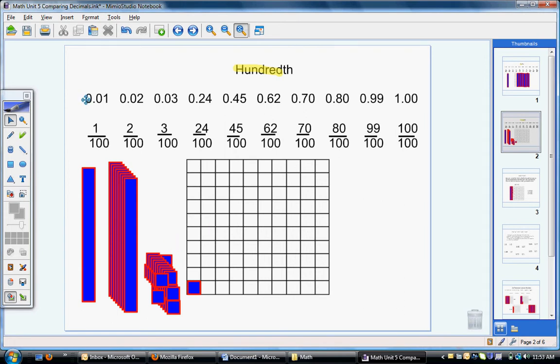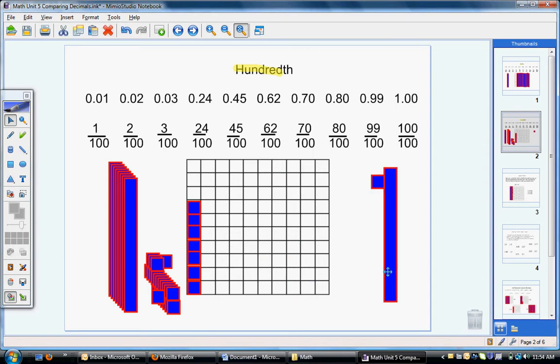So this is 1/100th, this is 2/100ths, this is 3/100ths. This would be 24/100ths. That would mean that I would take 24 of these little squares and put them on the grid. This would be 62/100ths. I would put 62 of these squares on the grid. This is worth 70/100ths and 80/100ths. Again, I would have 70 or 80 of these little guys on the square. So a hundredth is this size. It is a small little square because there has to be 100 of them that fit in my big square.